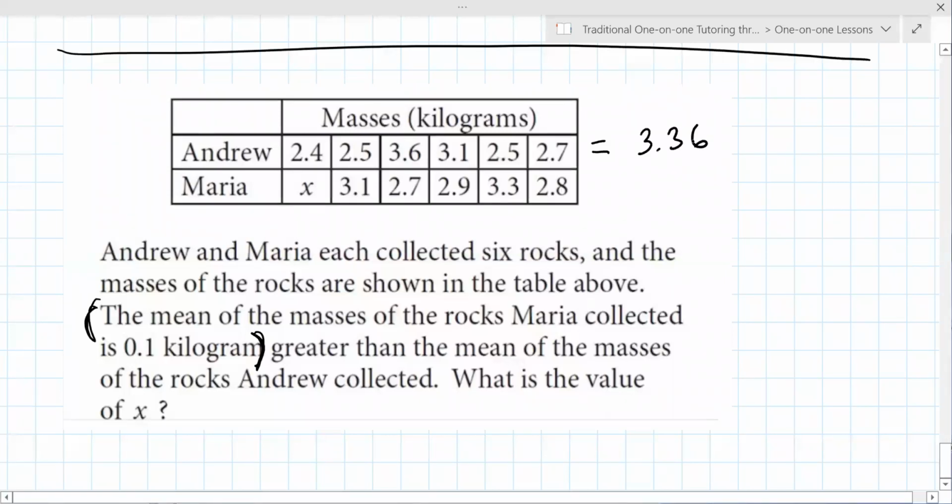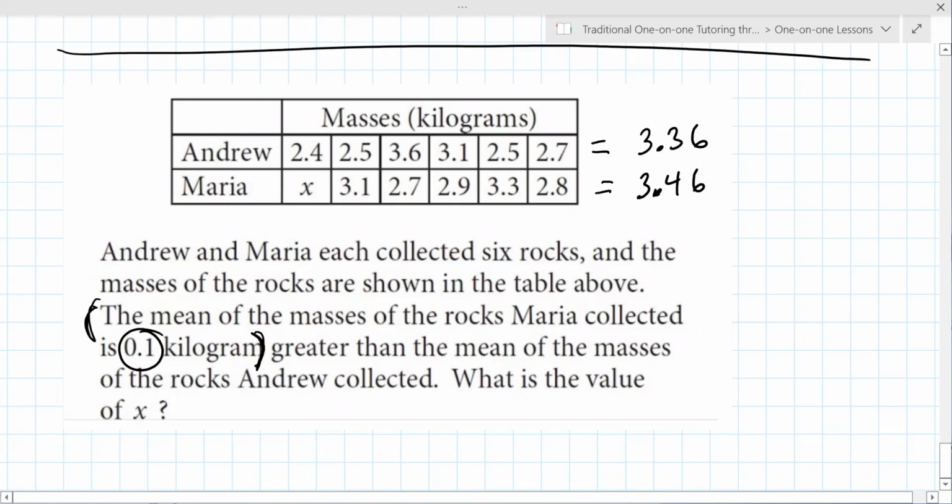All right. Now, the mean masses of the rocks Maria collected, so Maria is the other person, is 0.1 kilograms greater. So what is Maria's average? 3.1. Plus 0.1 bigger than this. 3.37 or 3.47. I mean, try again. We don't have to be in a rush. I guess I didn't sleep well last night. Okay. All right, 3.46.